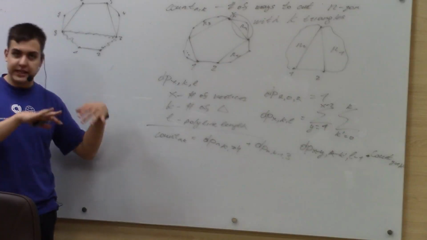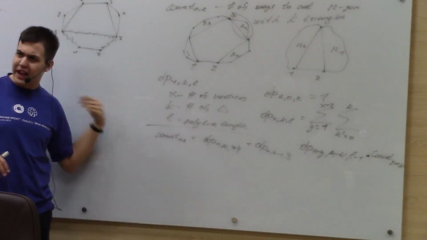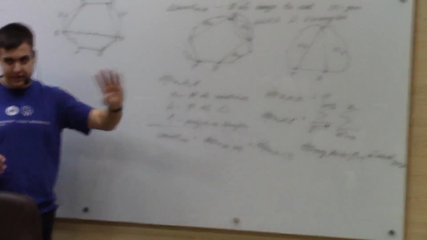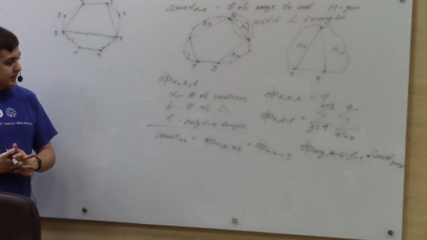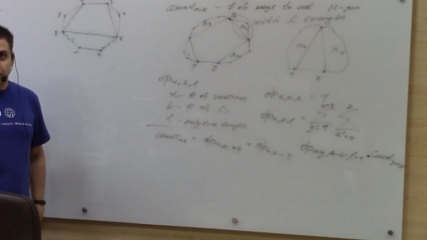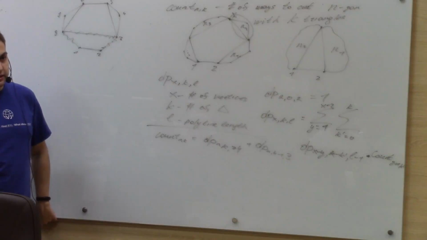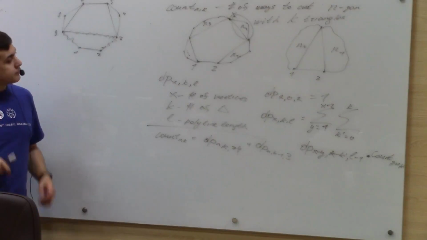And so we calculate the dp array using array count, and we'll calculate count using dp, and this way we can calculate it for all possible n's and k's. Okay.